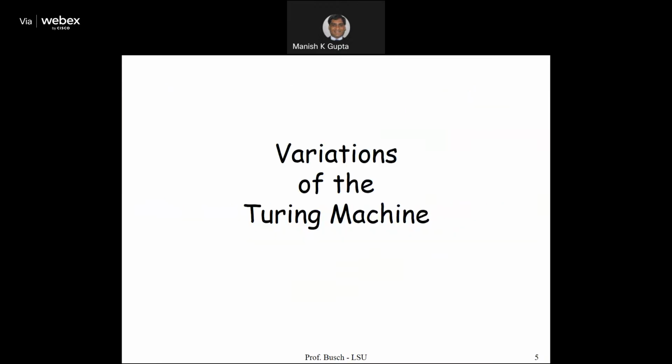Now, what are the variations that are possible on these Turing machines? The first one is what you see. If you look at the picture of a Turing machine, there is an infinite tape, and a head which is reading or writing, and the state changes from one state to another state. What variations can you think of?